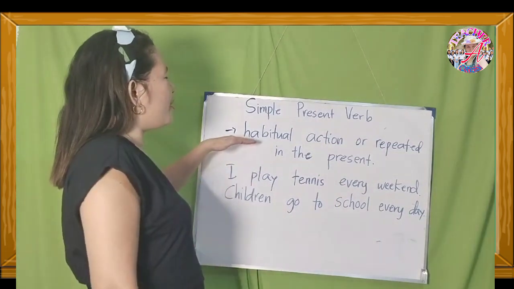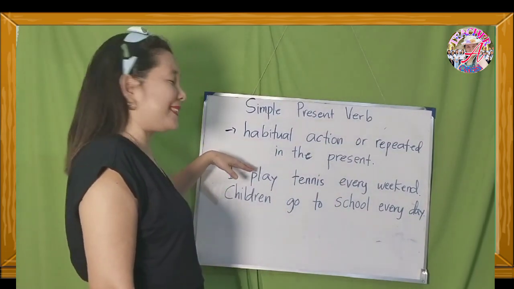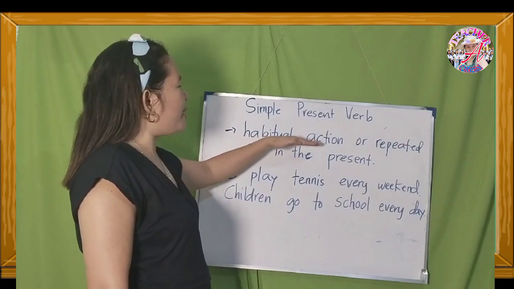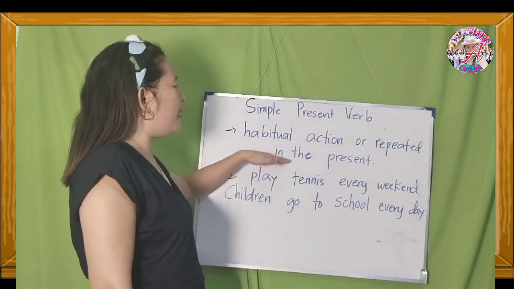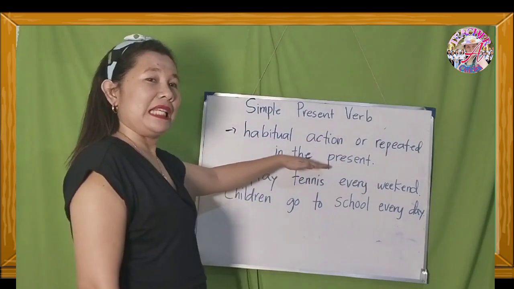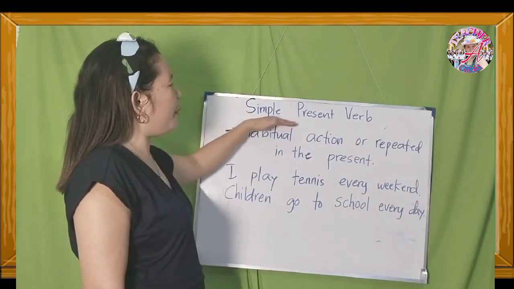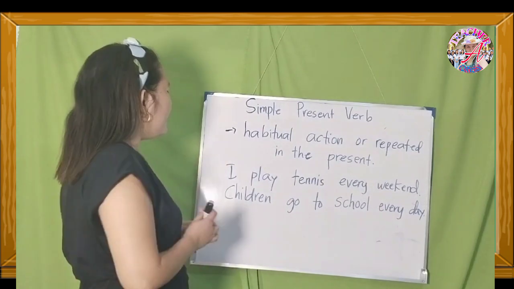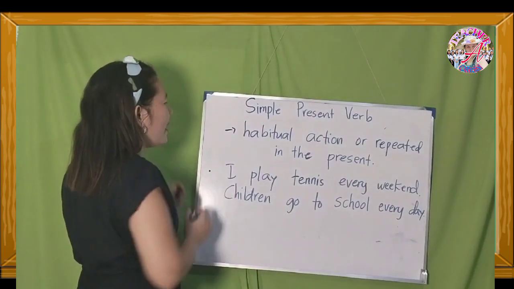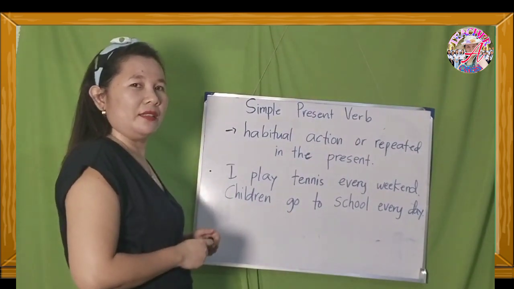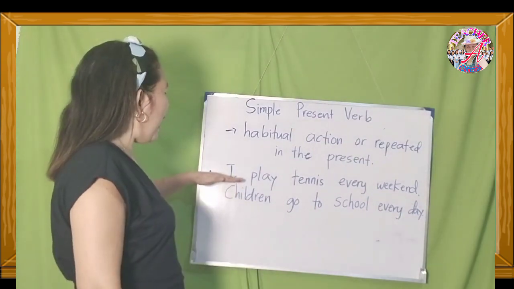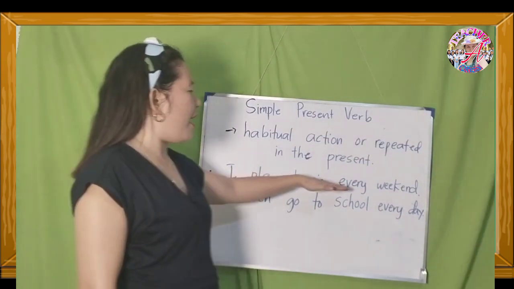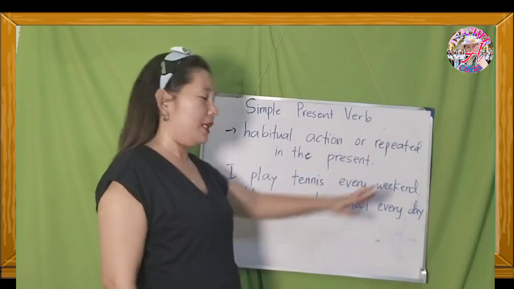Okay, we're done with the general truth example. Next, habitual action or repeated action in the present. This is the second usage of simple present verb. First example, I play tennis every weekend. Repeat, I play tennis every weekend.